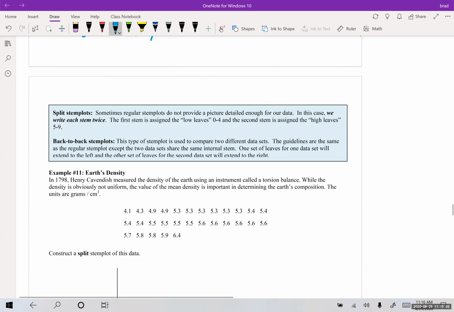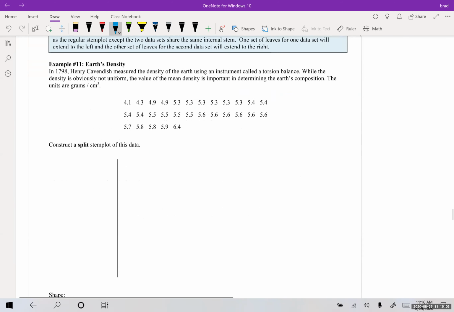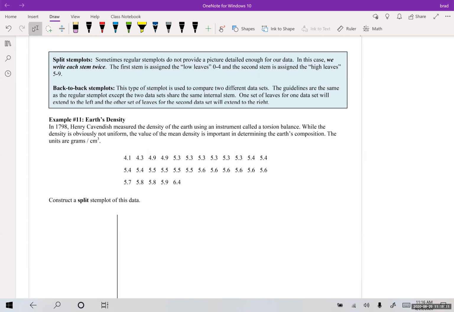Let's go on to the next one. Split stem and leaf plot. We could do this. So the split stem and leaf plot, sometimes regular stem plots do not provide a picture detailed enough. In this case, we write each stem twice. The first stem is assigned to the low leaves and the second stem is assigned to the high leaves.